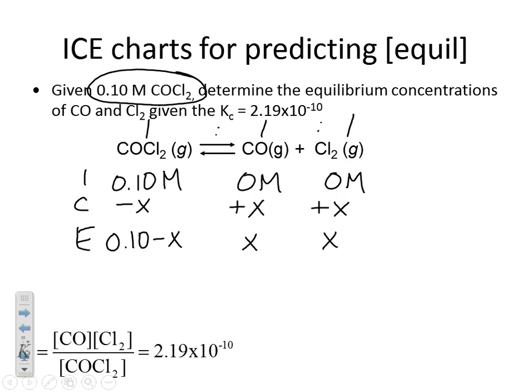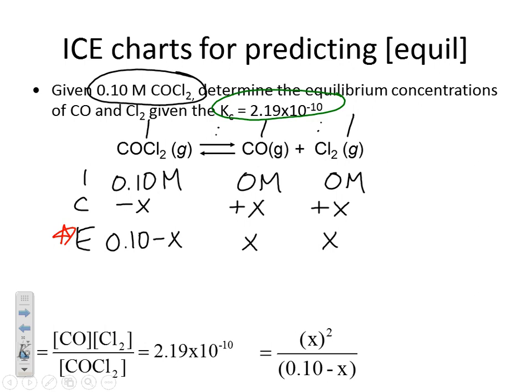So the expression for this reaction is products over reactants raised to their coefficients, so CO times Cl2 over COCl2 is equal to 2.19 times 10 to the minus 10th. We know that because it says so here. So we have a value that we're setting that equal to. Now we're just going to plug in from my equilibrium row, and I'm going to get x squared over 0.1 minus X is equal to that 2.19 times 10 to the minus 10th.